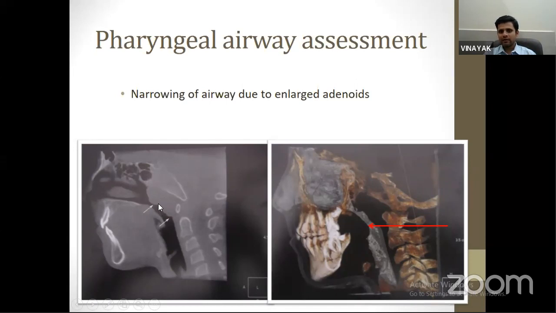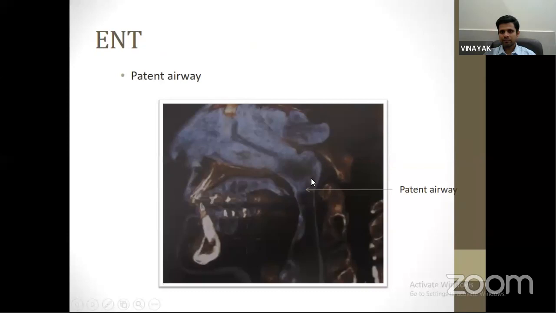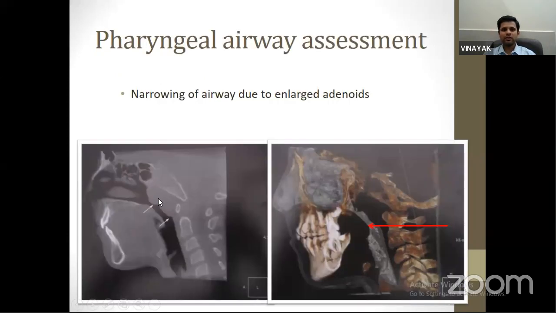So generally the airway would be this way. So because of the enlargement of the tonsil, the airway has shrunk. So it is seen even in cases of sleep apnea, because of these enlarged tonsils, the airway is shrunk and there is difficulty in breathing. So we can do this airway assessment also.